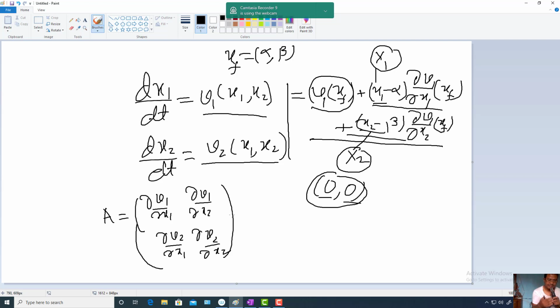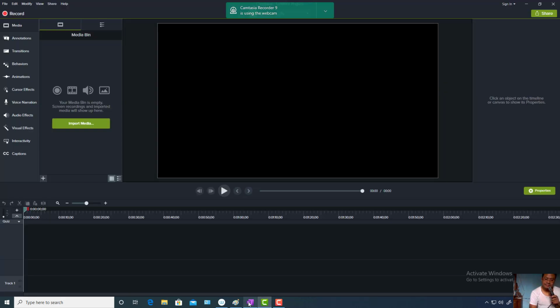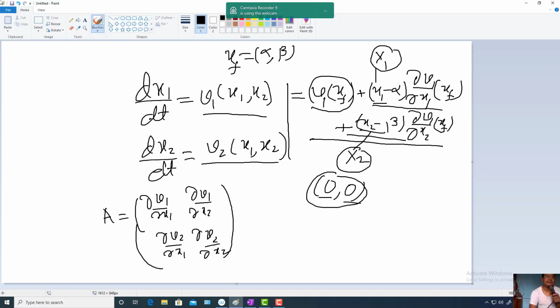You have to do this for every fixed point. If you have many fixed points, at each fixed point you can linearize the system like that, and then study the nature of the fixed point of the nonlinear system. So what the linearization theorem says: ultimately you have linearized this system. Let us go back again to the window and write down the linearization.